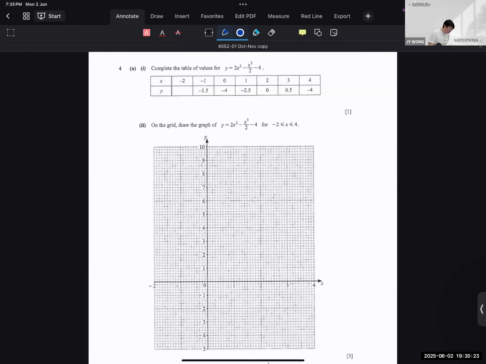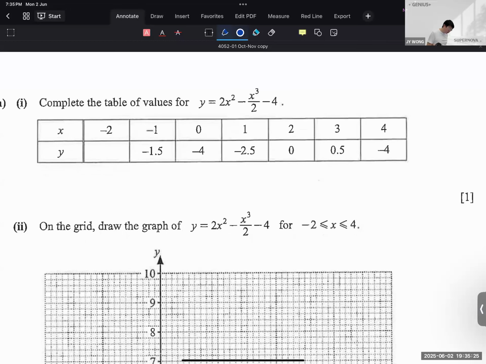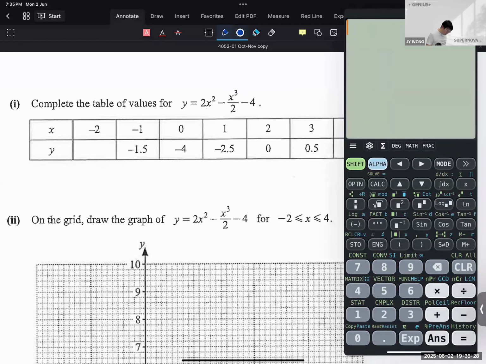All right, first things first, complete the table of values. So sub in x equals -2 to find the value of y. So 2(-2)² minus (-2). This is where you all need to be careful. You all need to make sure you put the bracket. (-2)³ over 2. Then minus 4. You will get 8. Okay?